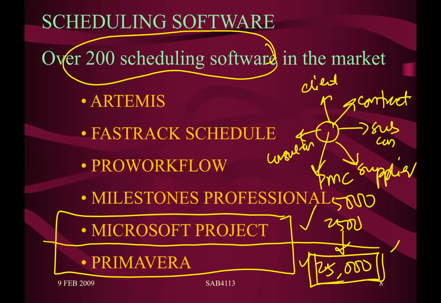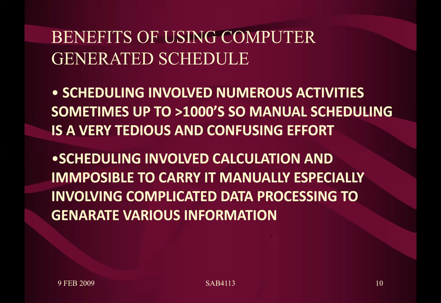But both of these, Primavera is now owned by Oracle. Oracle is a big software company, and that guy is also number 5 or 6 billionaire in the world. Whereas Microsoft Project is owned by Bill Gates. Usually Bill Gates is number 1, or now maybe number 2 or number 3, in the top 10 list of billionaires.